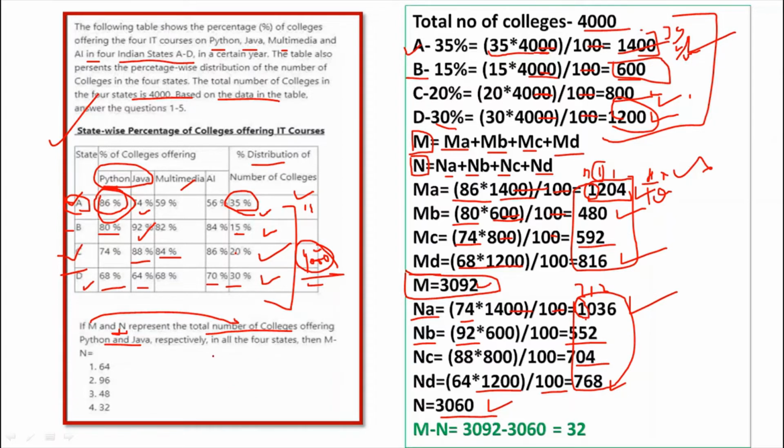So in the question we are asked m minus n. What is the figure for m minus n? So m is 3092 and n is 3060, and the balance is 32. After subtraction we get 32. So option 4 is the right answer for the question: 32.